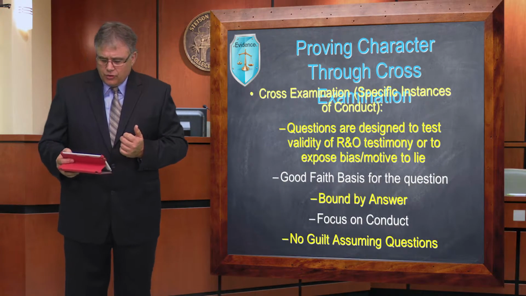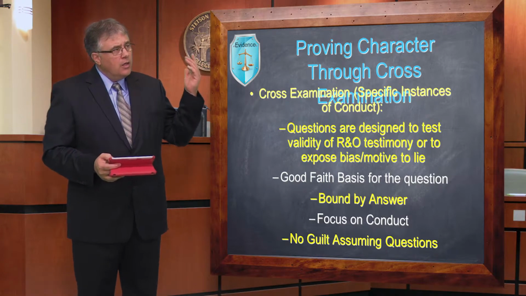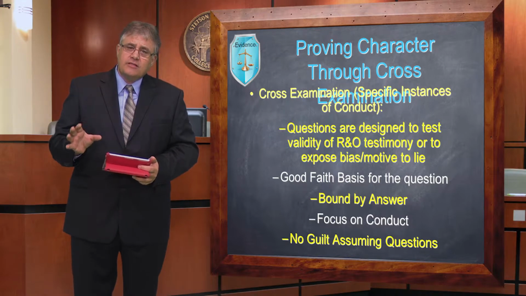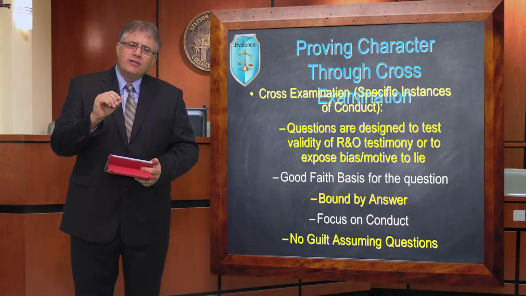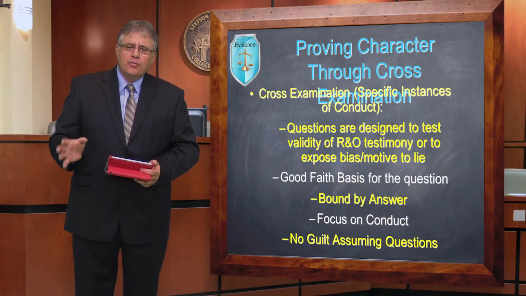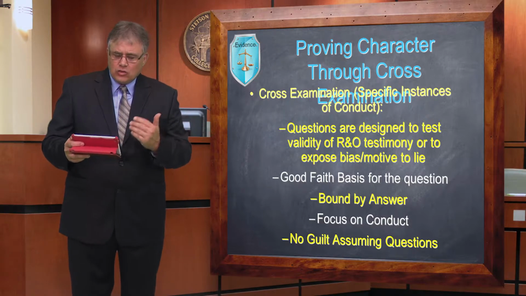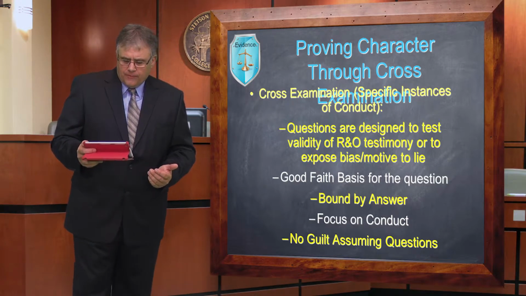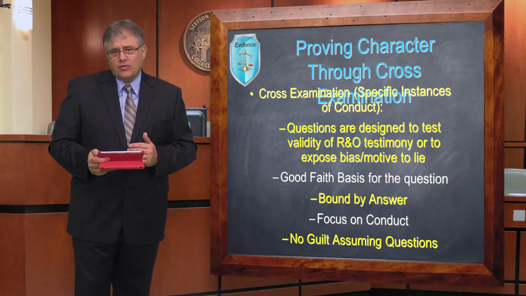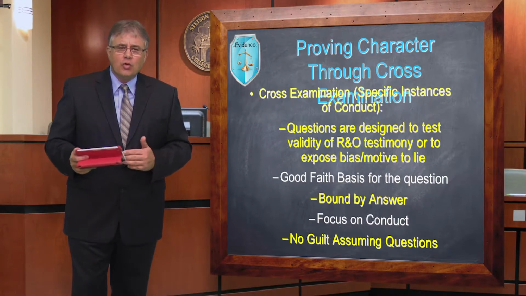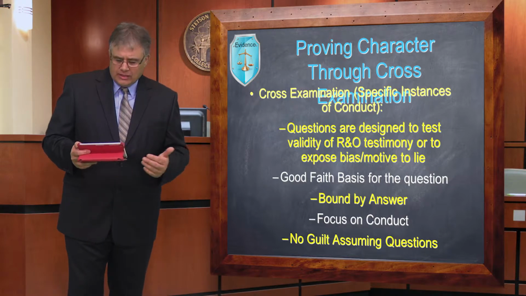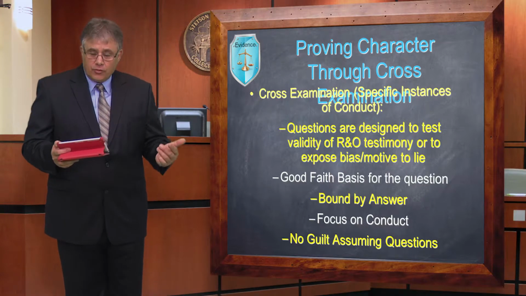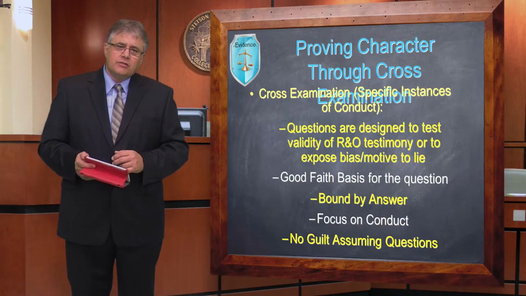Now, I mentioned earlier that you can prove specific instances of conduct. You can ask questions on cross-examination of specific instances of conduct to attack the validity of the reputation or opinion testimony. When I ask these questions, they're designed to test the validity of the earlier testimony. I've got to have a good faith basis to ask the question. I can't make stuff up. I've got to have some reason to think that that fact actually exists, and I am bound by the answer that the witness gives. I can focus on the conduct, and I can't ask a guilt-assuming question.